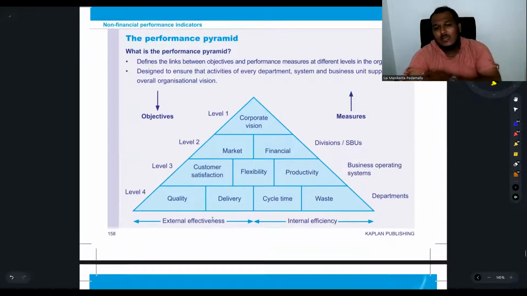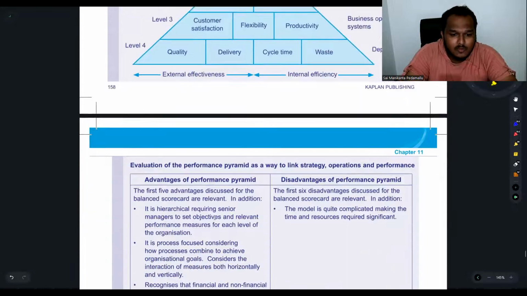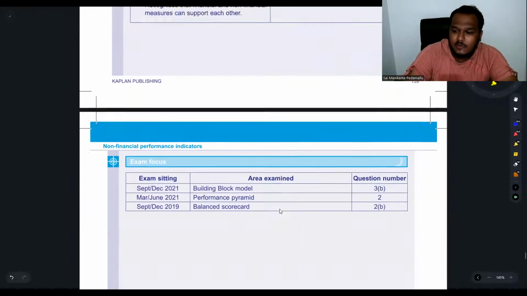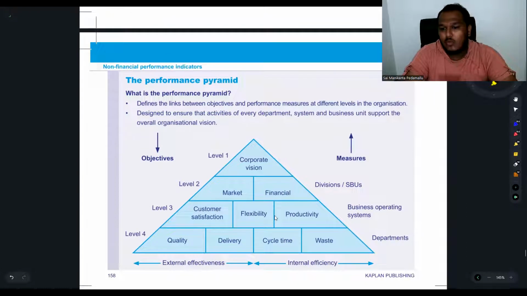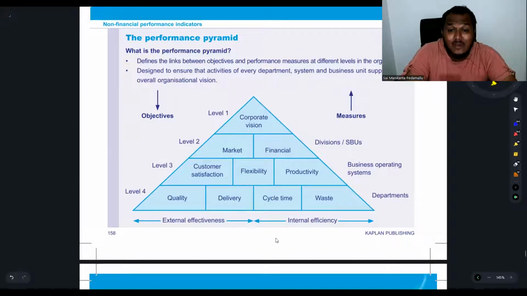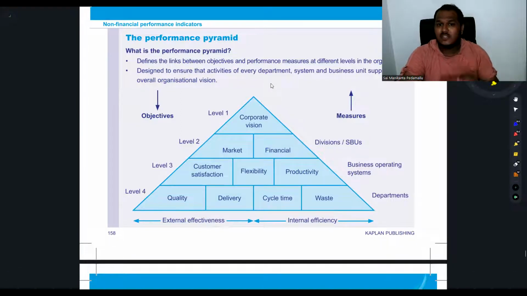Okay, the last one is performance pyramid. So you only have 3 models in non-financial performance measures, right? Performance pyramid. Yeah, the last one is performance pyramid. So understand one thing, sir. This chart will be given to you in the exam if they test performance pyramid. Do not waste time on by-hearting this chart. Not required. They'll give it to you in the exam if they are testing it. So don't spend too much time on learning or by-hearting this performance pyramid.